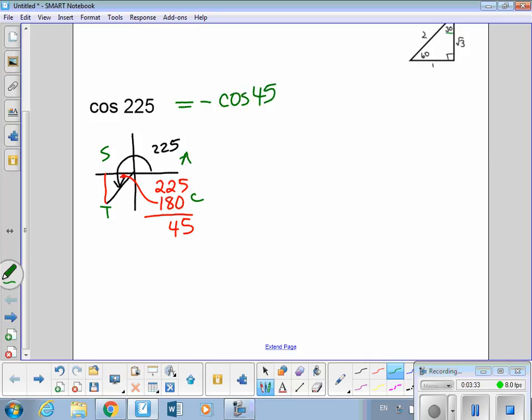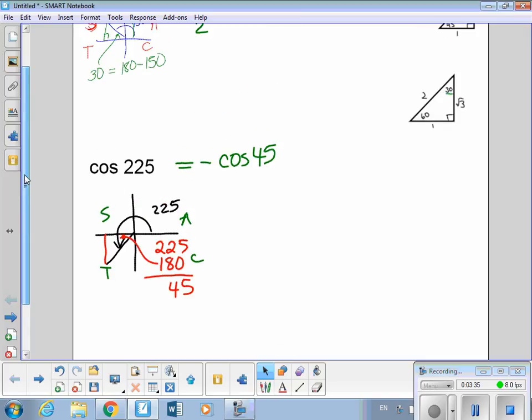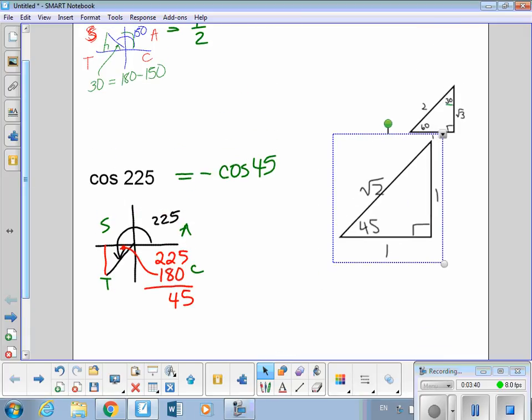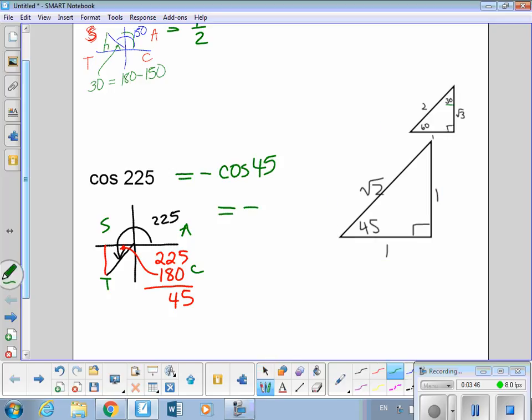Now I can pull up my 45-degree triangle, and we know cos is adjacent over hypotenuse, so our final answer is negative 1 over square root 2.